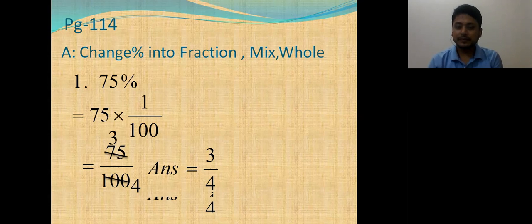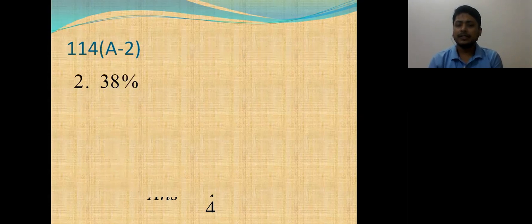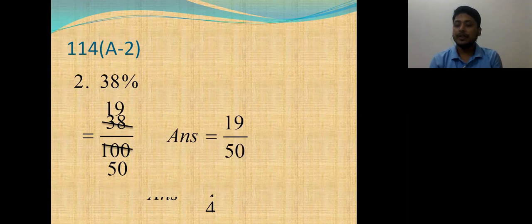Now let's see another, 38%. So 38% means we can write 38 by 100. Now we can cut 38 and 100 by 2. So 2 fifties are 100 and 2 nineteens are 38. Finally we got 19 by 50. Since the upper one is smaller, that will be our answer. 19 by 50 will be our answer.